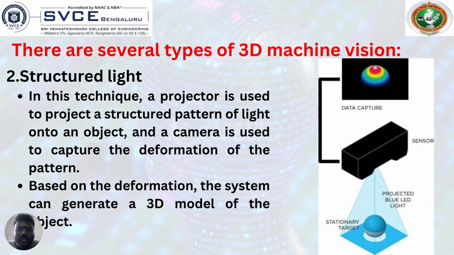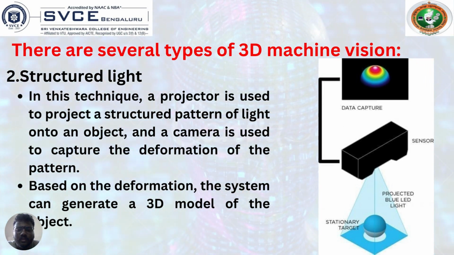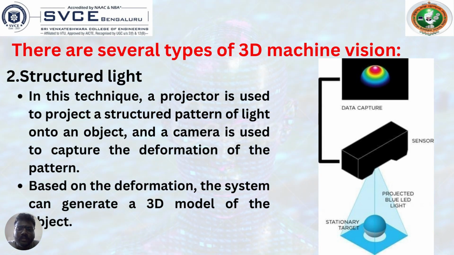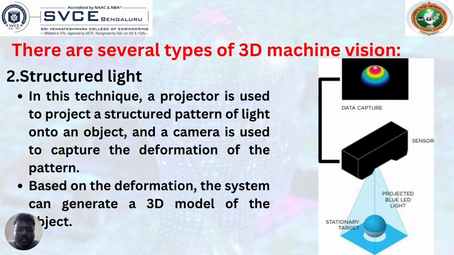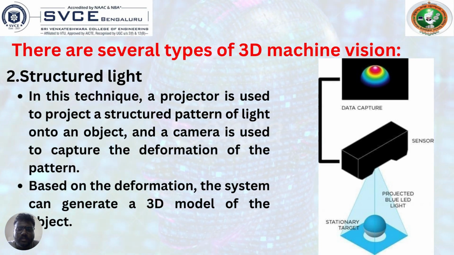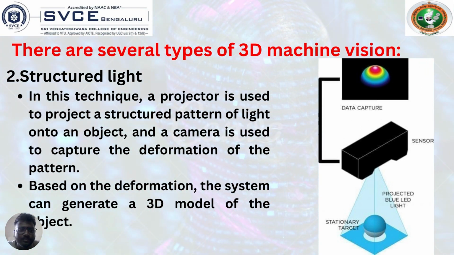Here we can see in the image the stationary target on the object. The blue light is hitting the object on the top layer. The same signal is sent and captured, and the image is sent to the data analysis, where the captured image will be seen as in the image.